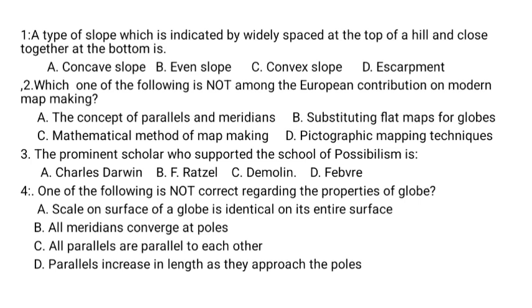Choose the correct answer from the given alternatives. Question number 1. A type of slope which is indicated by widely spaced contours at the top of a hill and close together at the bottom is A. Concave slope, B. Even slope, C. Convex slope, D. Escarpment.